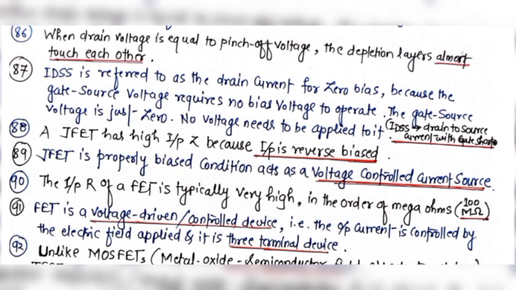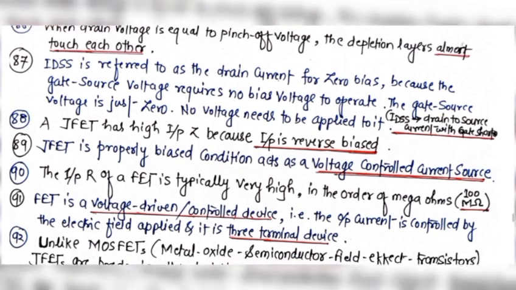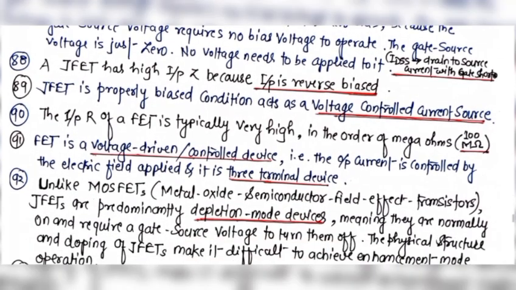A JFET has high impedance. Input impedance is high because the input is reverse biased. A JFET in a properly biased condition acts as a voltage-controlled current source.